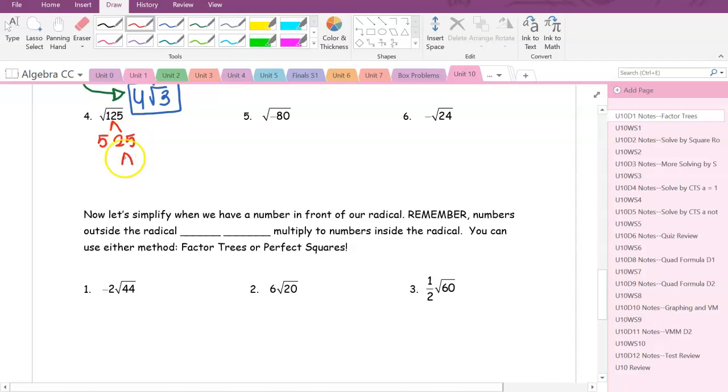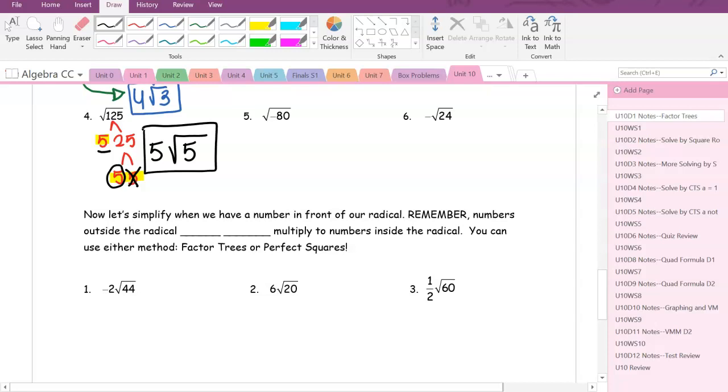And now 25 breaks down to 5 times 5. So this is just three 5s. Okay, that still means there is one pair, circle, cross out, there is one that's left over. Circles come out, underlines go in. 5 root 5.